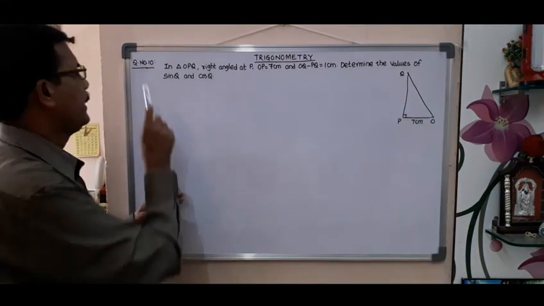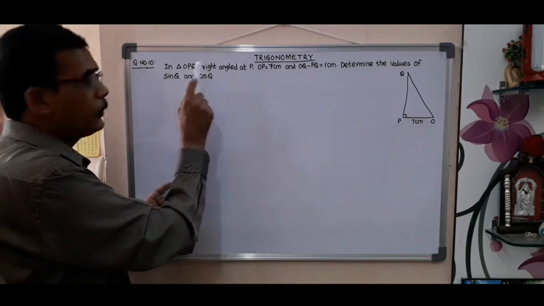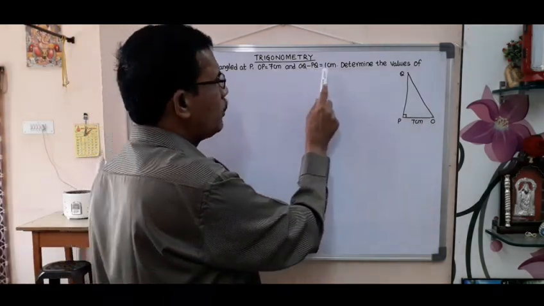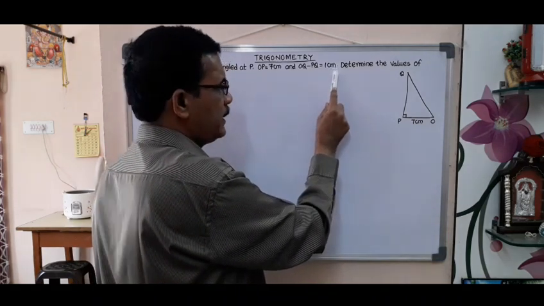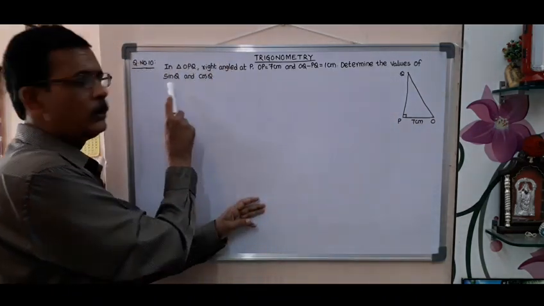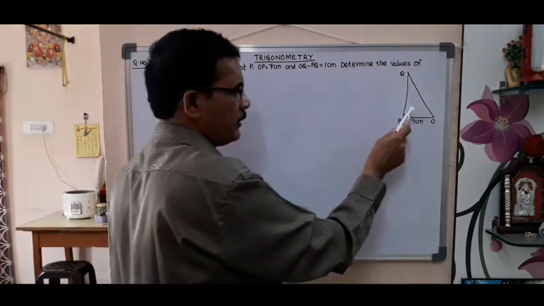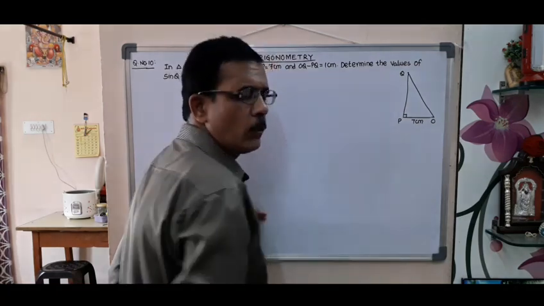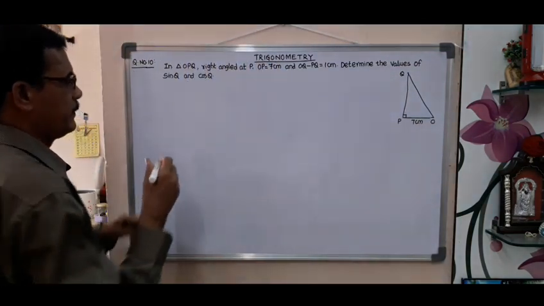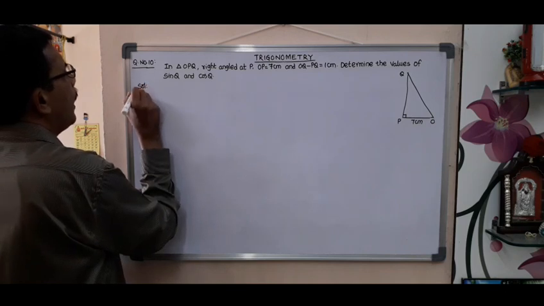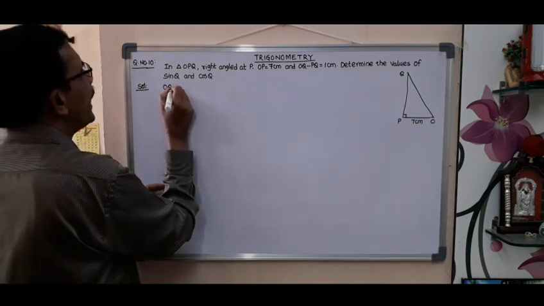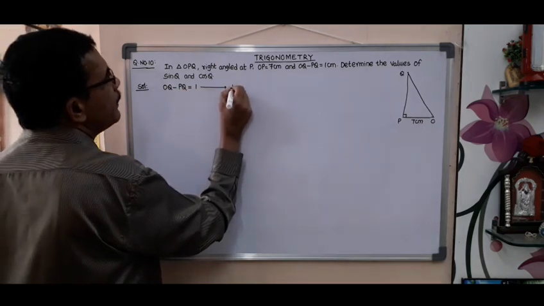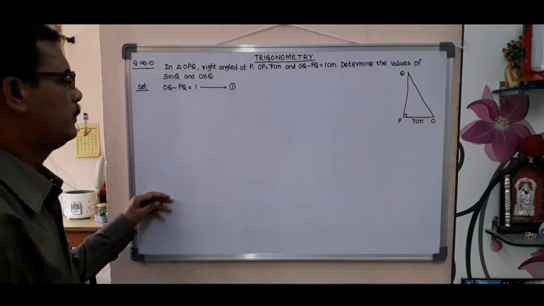Question number 10. In triangle OPQ, right angle at P, OP is equal to 7 centimeters and OQ minus PQ is equal to 1 centimeter. Determine the values of sin Q and cos Q. Figure is given. OPQ is a right angle triangle in which angle P is 90 degrees and OP is 7 centimeters. Solution. OQ minus PQ is equal to 1 centimeter. It is given. So I am taking it as equation 1.